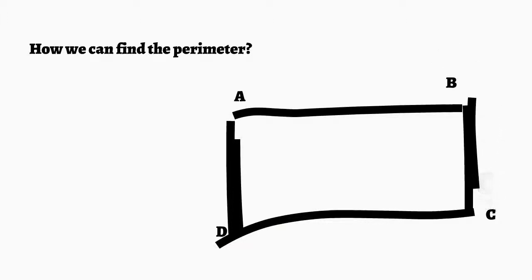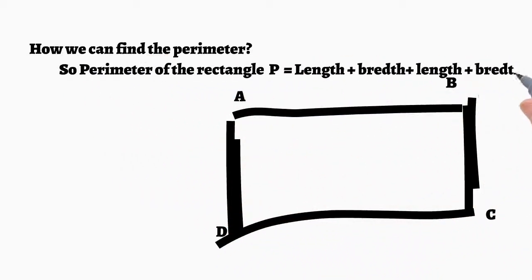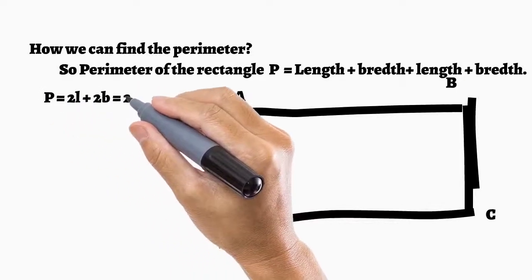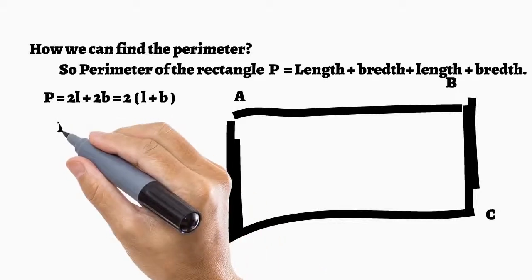That is the length of the ground AB, the width of the ground BC, again the length of the ground CD, and again the width of the ground. We can see that in the rectangle the two pairs of sides are parallel and equal. So the perimeter of the rectangle, P, equals length plus breadth plus length plus breadth. P equals 2L plus 2B, which equals 2 times (L plus B). L is the length of the ground and B is the breadth of the ground. Students, keep in mind: perimeter of the rectangle P equals 2 into (L plus B).